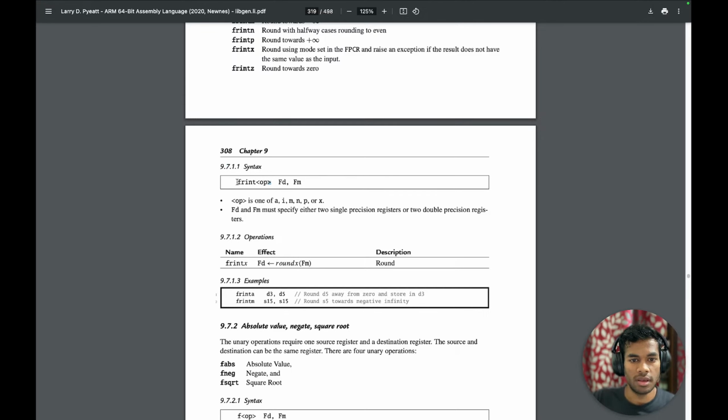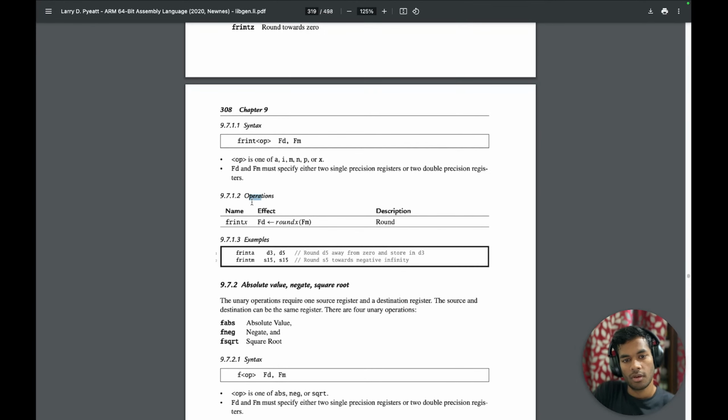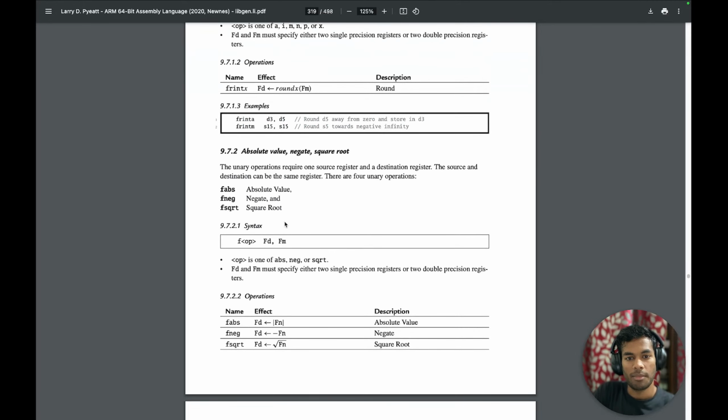And then here is the syntax. Floating point round to integer, and then the option, FP destination and the source registers must specify either two single precision registers or two double precision registers. Okay, operations here, and here is the example: absolute value, negate, and square root.